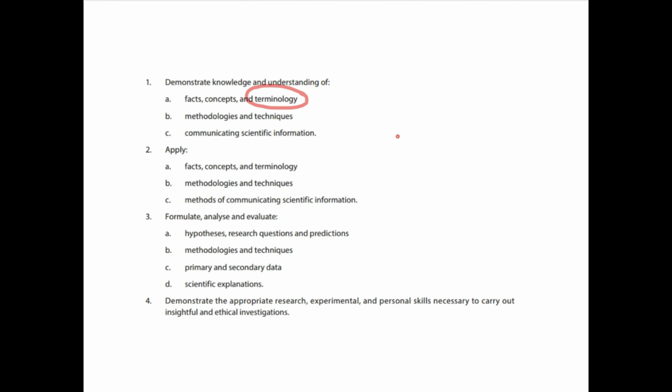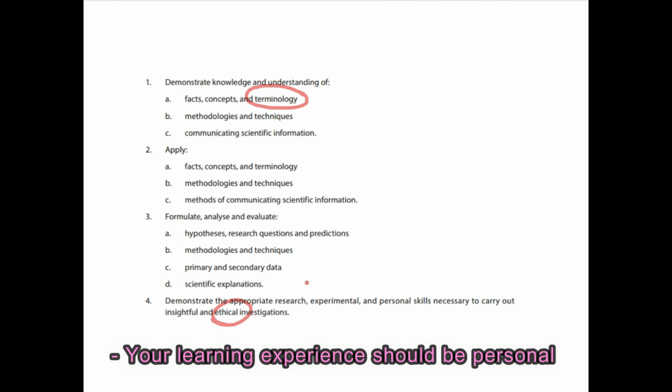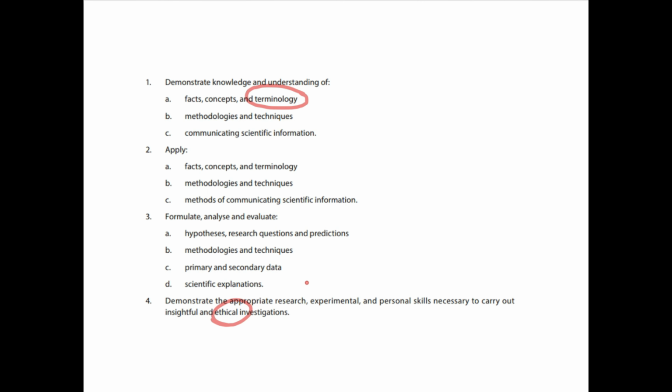And the third aim is that everyone needs to formulate, analyze, and evaluate hypothesis, research questions, and predictions, methodologies and techniques, primary and secondary data, and scientific explanations. The last, fourth aim is that everyone needs to demonstrate the appropriate research, experimental, and personal skills necessary to carry out insightful and ethical investigations. So IB stresses the importance of personal engagement in learning, and they want to see what you can contribute to science.